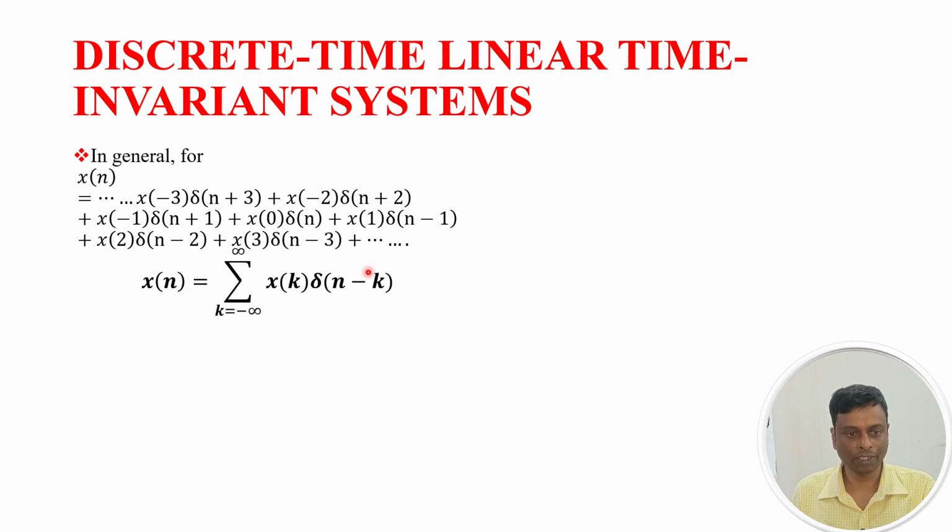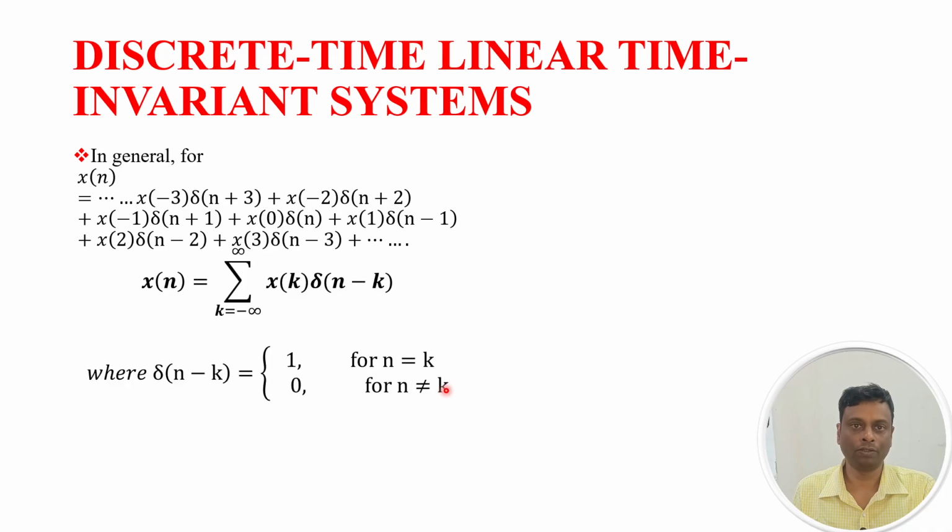So let us summarize this. So x of n can be written as summation of k equal to minus infinity to plus infinity x of k del of n minus k, where del of n minus k equals 1 for n equal to k, and 0 for n not equal to k. So this is our expression for x of n.